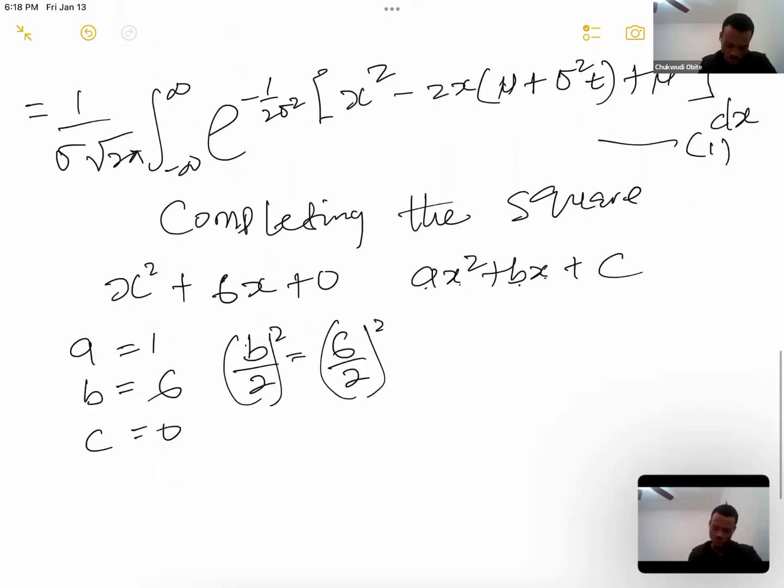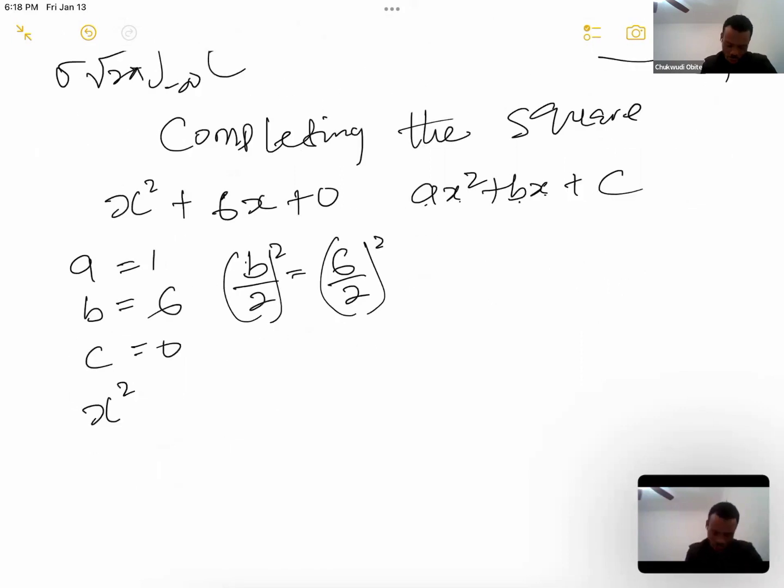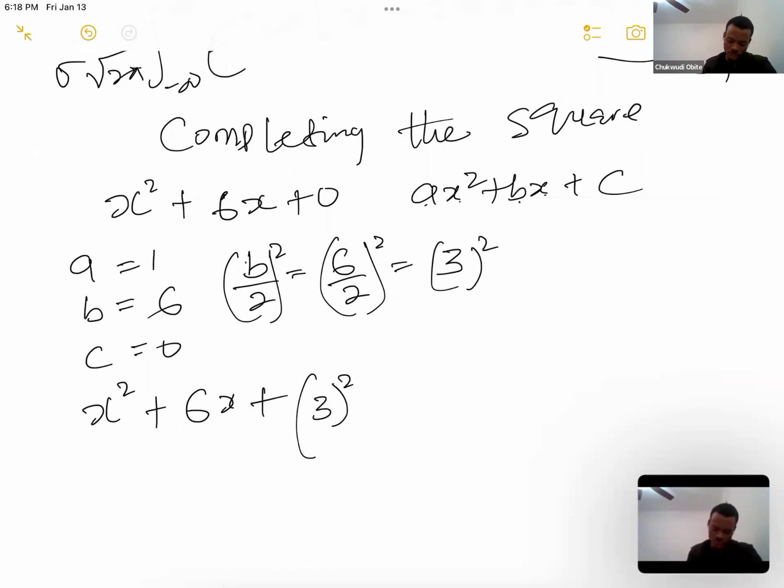After doing that, you go back to the initial equation, which is x squared plus 6x. You add this factor you just have now, which is 6 over 2 will give me 3 squared. So you add 3 squared and also subtract 3 squared. Looking at this, I didn't do anything to the equation because 3 squared minus 3 squared will give me 0. So I will still get back the original equation. So this is how we do completing the square.